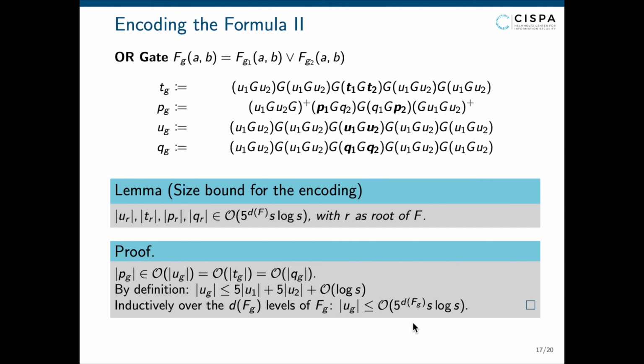And this 5 to the depth comes from the fact that we have 5 times subformulas here written down, and we have to go the depth of f many levels down, and so this factor of 5 propagates in front, and we have this factor of s log s here because each formula introduces s log s many new symbols because of these separators here.